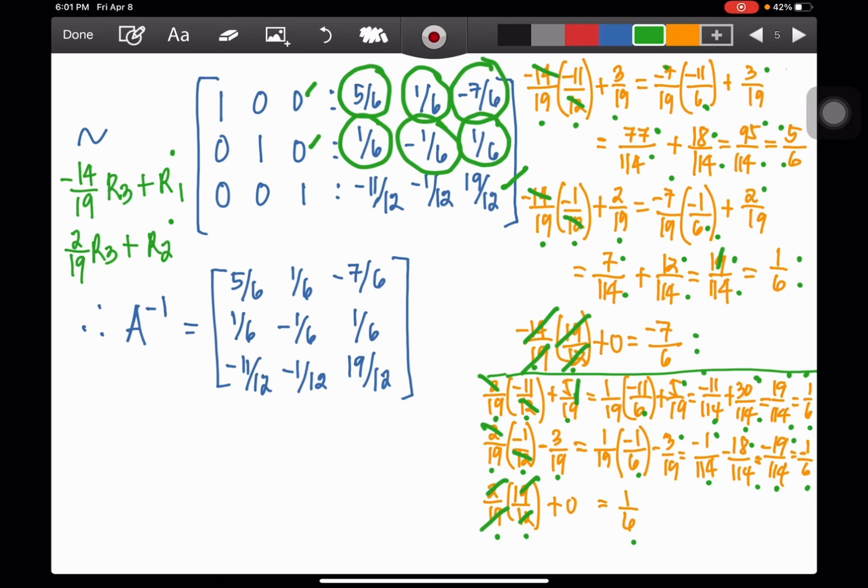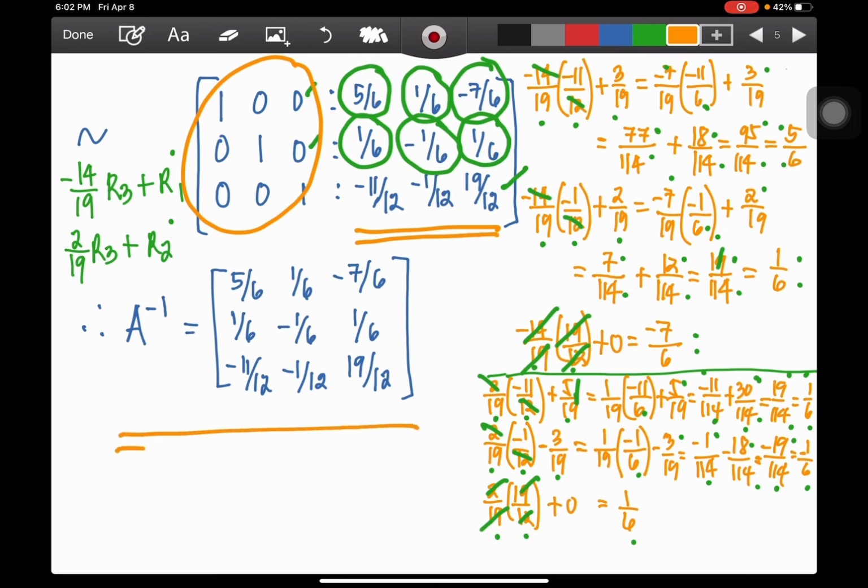So we have seen that we already have come up with the identity matrix, right? So we have 1, 0, 0, 0, 1, 0, 0, 0, 1. So that means these are the elements of the inverse matrix. So A inverse is equal to 5 over 6, 1 over 6, negative 7 over 6, 1 over 6, negative 1 over 6, 1 over 6, negative 11 over 12, negative 1 over 12, and 19 over 12.